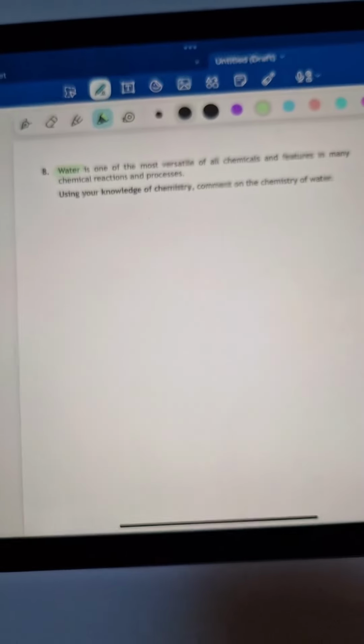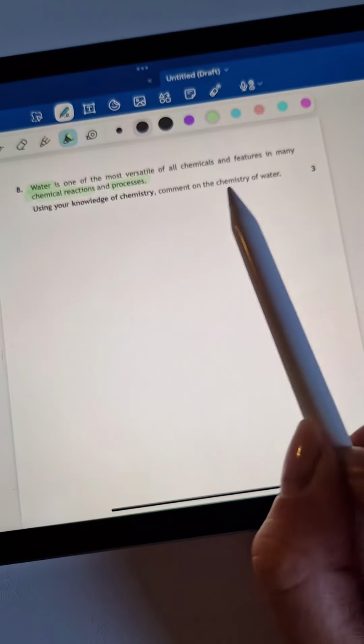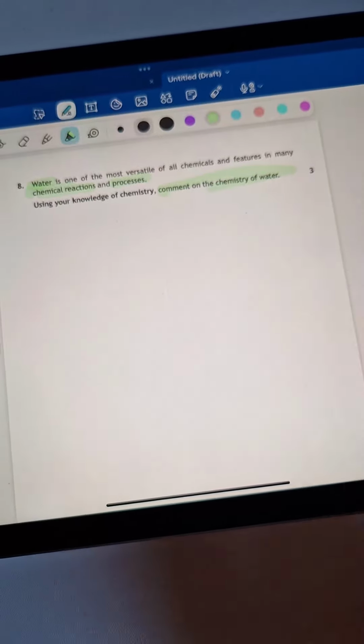First of all, what you want to do is read through the question and highlight any chemical things that they mention. So they've mentioned water, they've mentioned chemical reactions, processes, and then they've just generally asked you to comment on the chemistry of water, which is really helpful. There was a hint of sarcasm in there, I hope you got it.